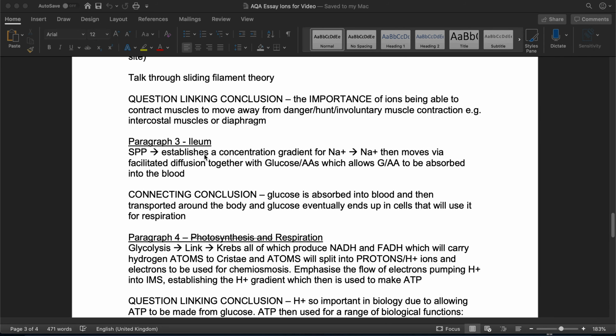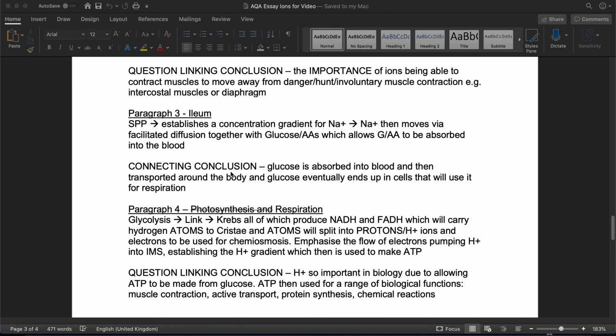Paragraph 3, this particular student decided to go with the sodium-potassium pump in relation to the ileum. And then obviously all the details there, as you would know, you'd have in your notes or your textbook. But again, we could connect that, and as you start to learn the spec in a bit more detail, you'll start to see all these links between the topics and the overall umbrella concepts and the bigger picture in biology. You'll make these links much faster once you start practicing these often.